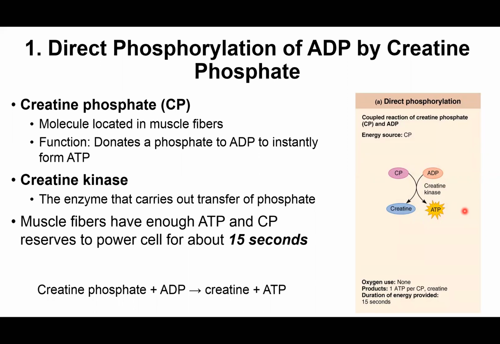In direct phosphorylation, muscle fibers are given enough ATP and creatine phosphate reserves to power the cell for about 15 seconds. All right, so this provides us with about 15 seconds worth of energy. And notice, we do not have to use oxygen for this method. Okay, no oxygen required.